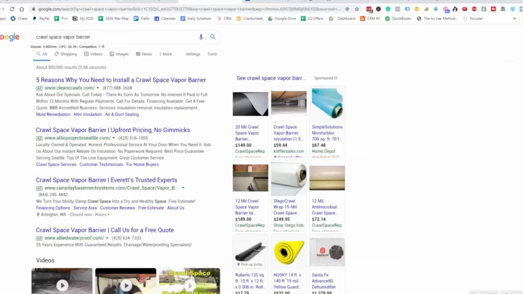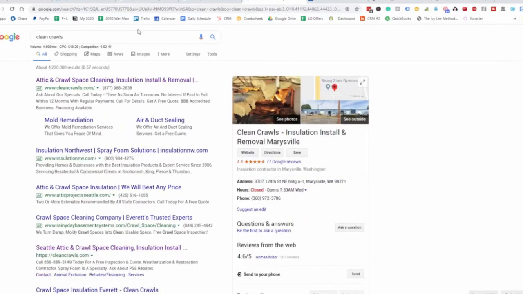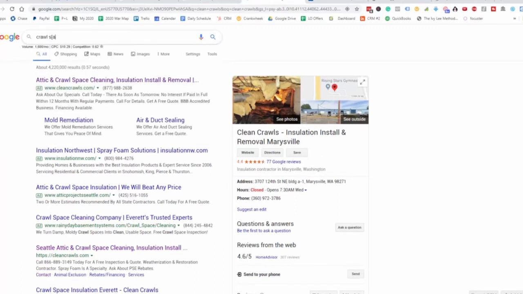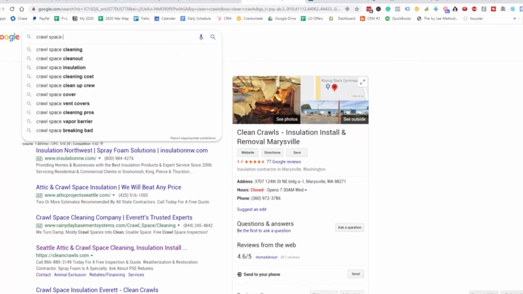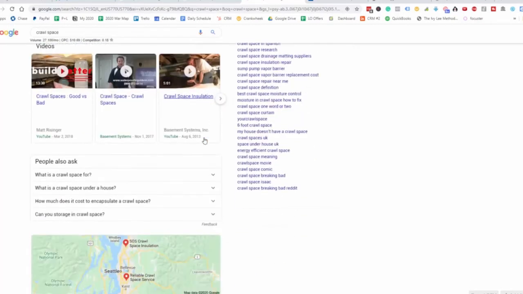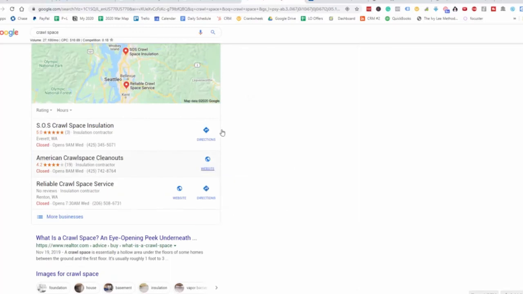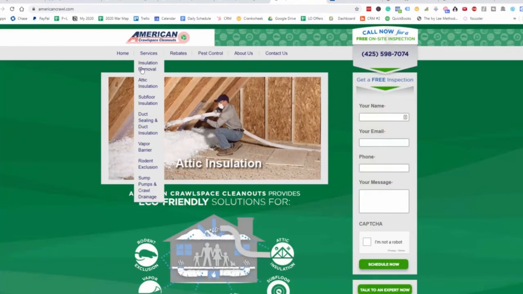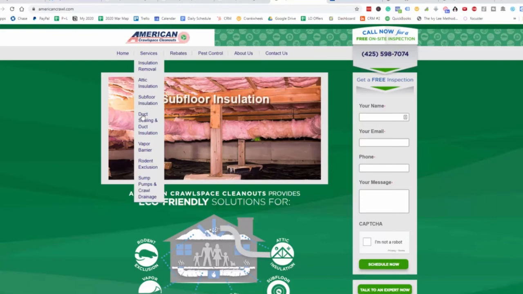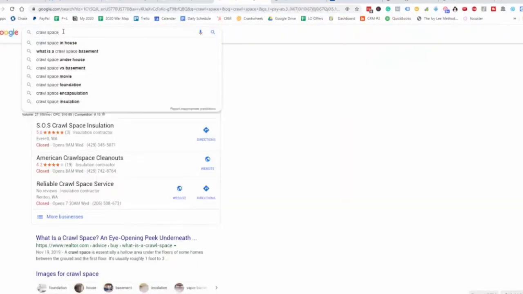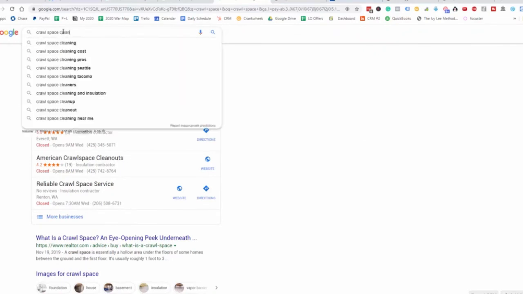So for example, let's say we went over here and typed in crawl space, and then we would be able to see which companies are actually set up here. And then we can look at their services. So they have insulation removal, attic installation, subfloor installation. Let's even go back. Let's go to crawl space cleaning so we can find under that.